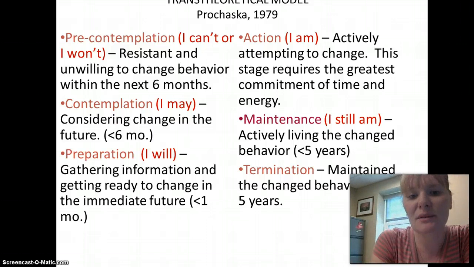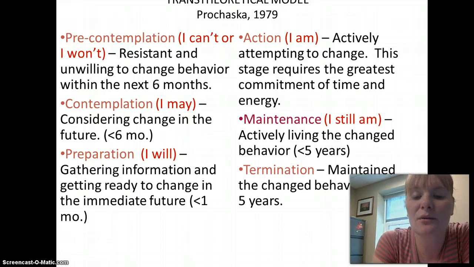So the pre-contemplation stage is I can't or I won't. So you have resistance and you're unwilling to change the behavior you have within the next 6 months. The contemplation stage is you may. So you might consider changing in the future in less than 6 months. The preparation phase is I will. So you're gathering information and you're getting ready to change in the immediate future, less than 1 month.